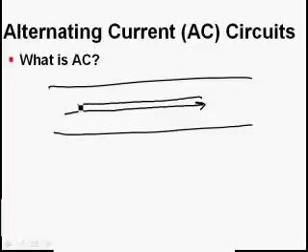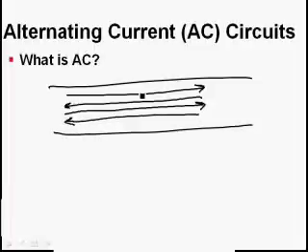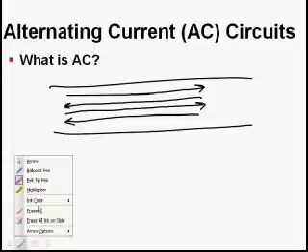Then they're going to go in this direction, then they're going to stop, and again, back and forth. So at any given moment, most of the time, there's electrons moving, so when these electrons go past, we can use that energy.